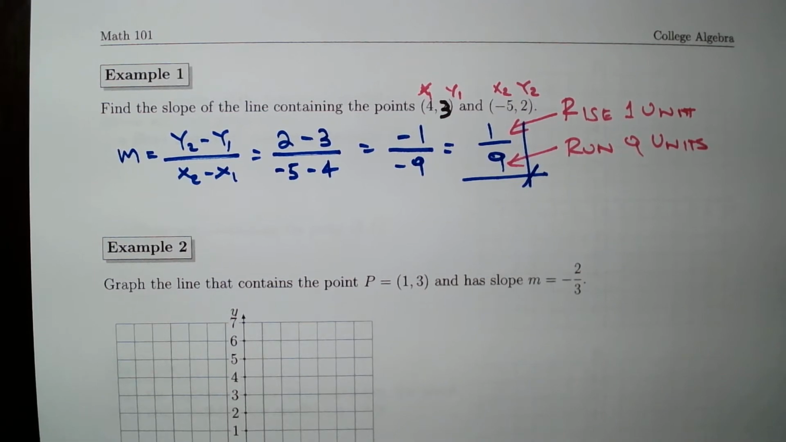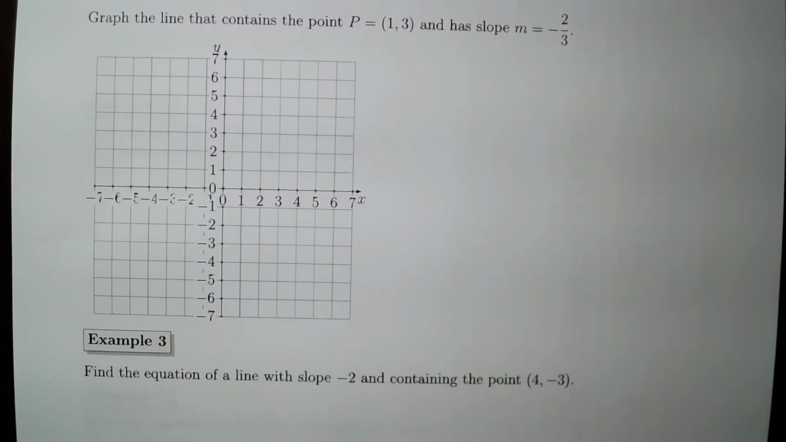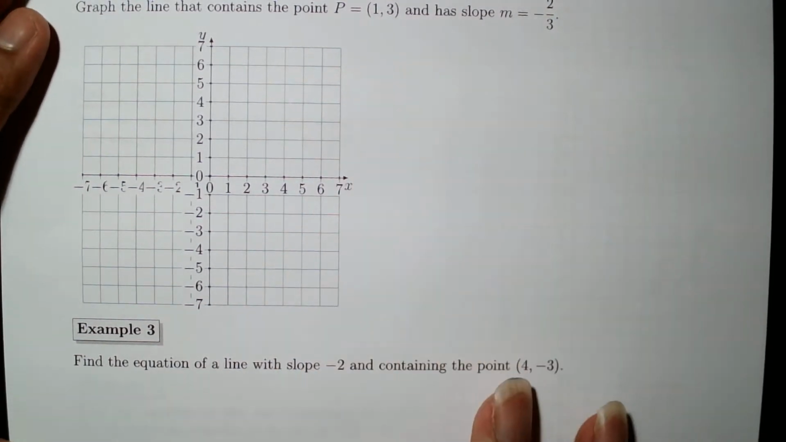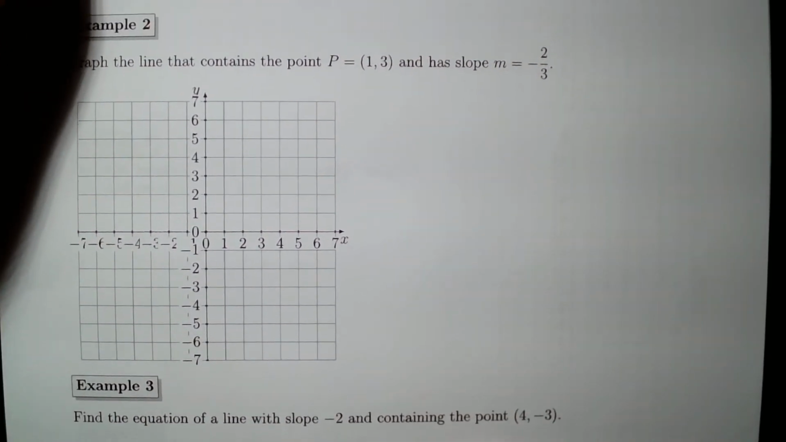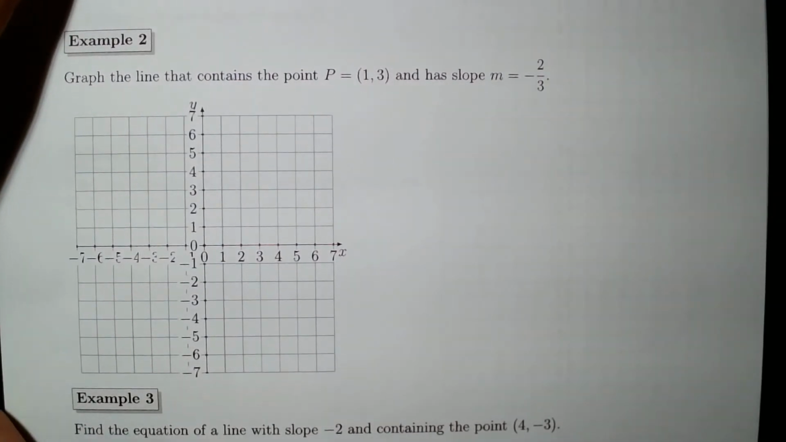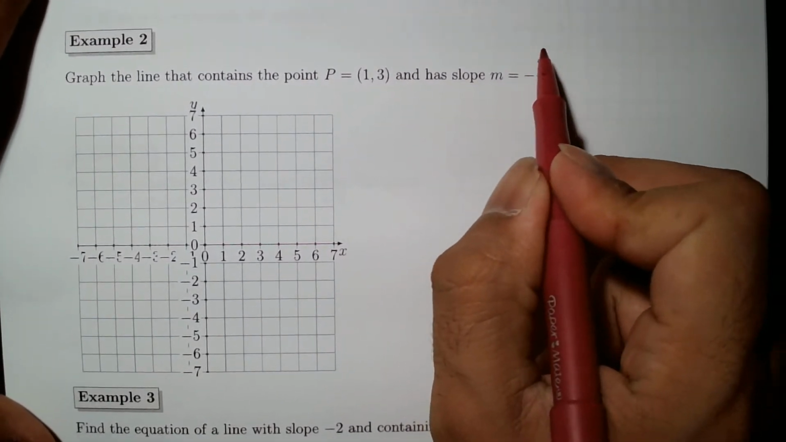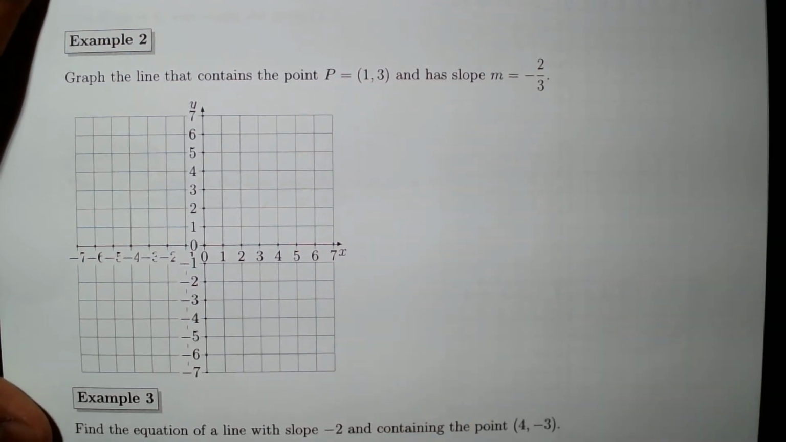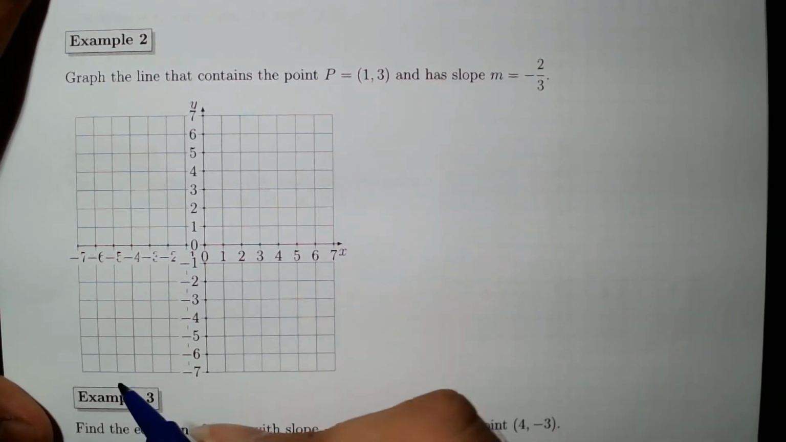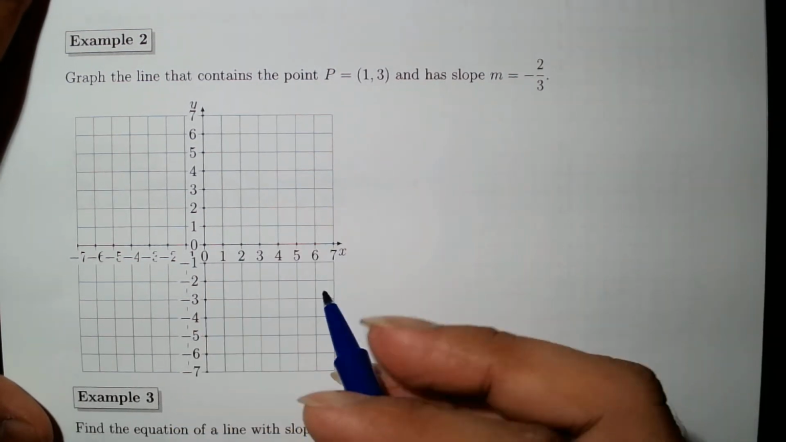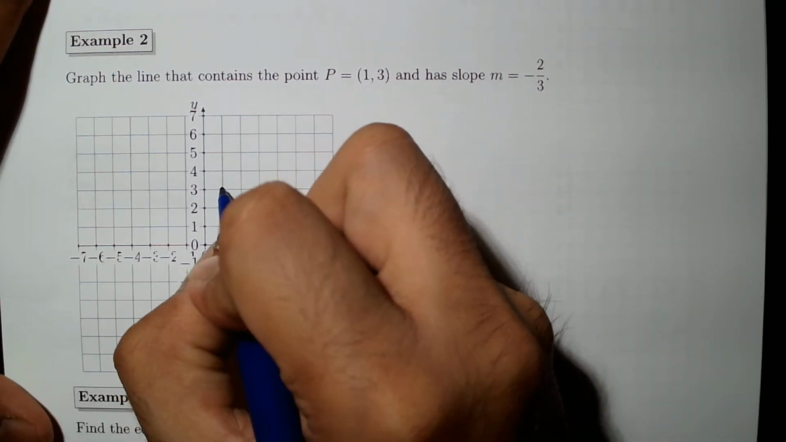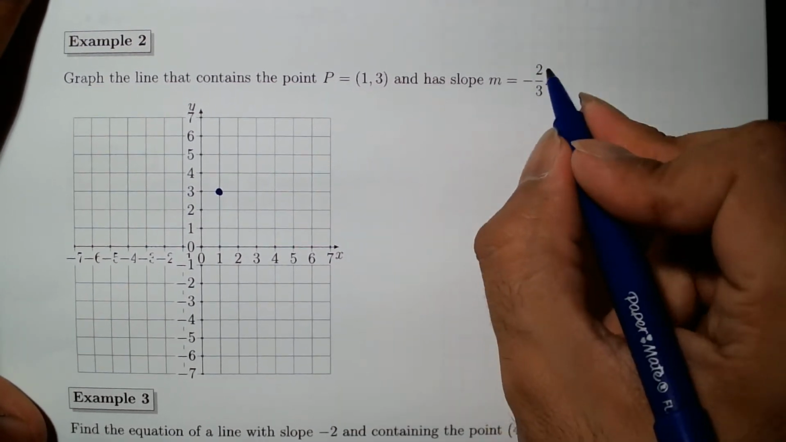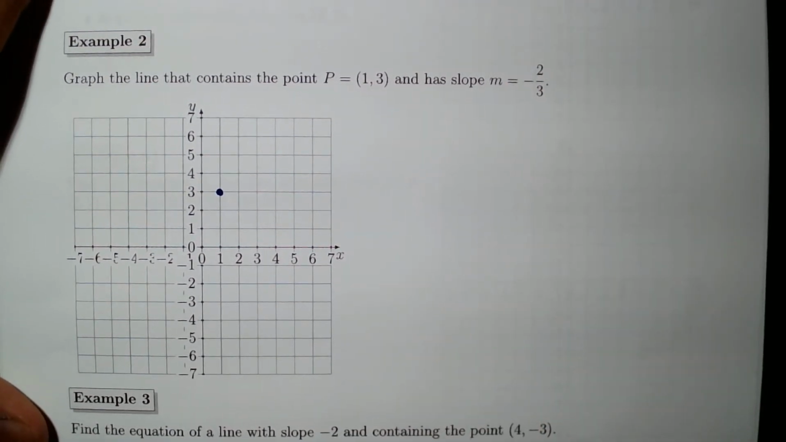So now let's get into graphing. Graph the line that contains the point P equals 1 comma 3 and has a slope m equals negative 2/3. Here we are going to do a better interpretation of what the slope is. First of all, I'm going to plot the point 1 comma 3, and then from there we are going to draw the line using the value of the slope.